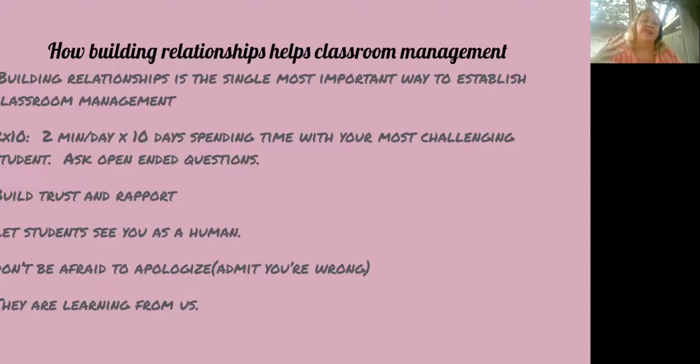And then let students see you as human. Remember, they're learning from us. We are their role models. And for some students, you may be the only positive role model they have. So you have to be that good role model. And it's okay to show them that you're human. And it's okay to apologize when you do something wrong. Let me repeat that. It is okay to apologize when you do something wrong.